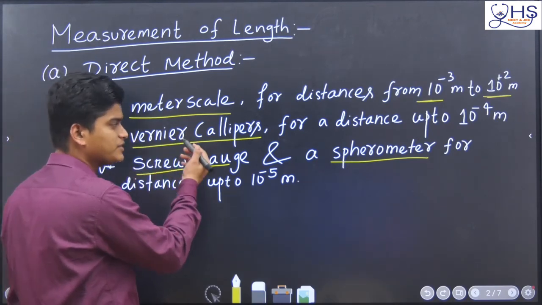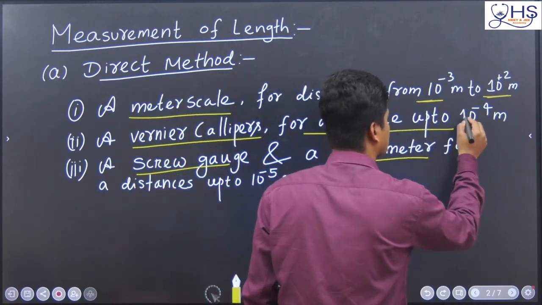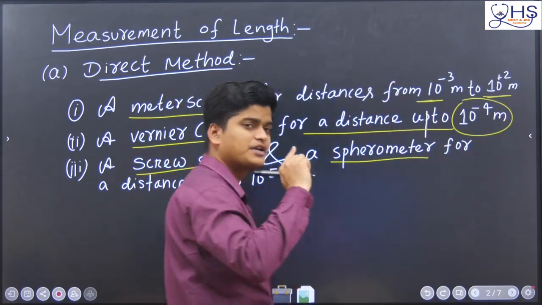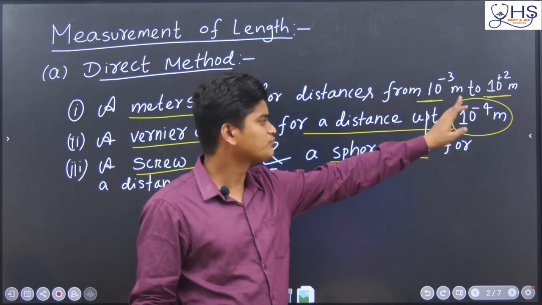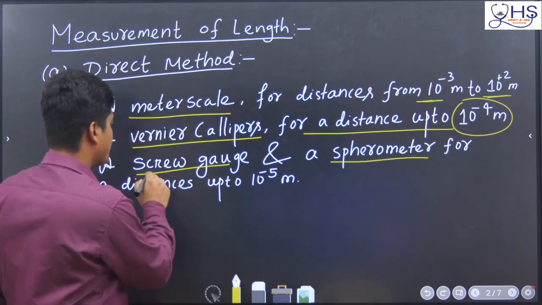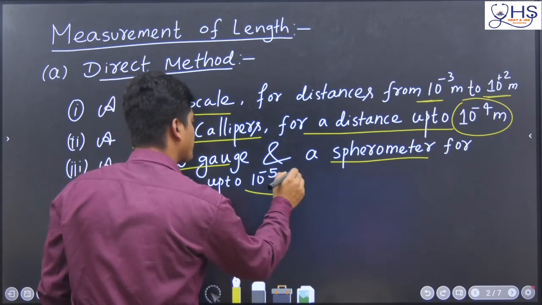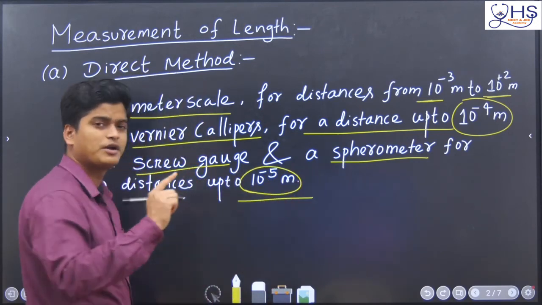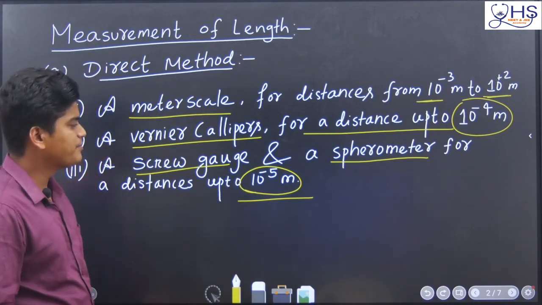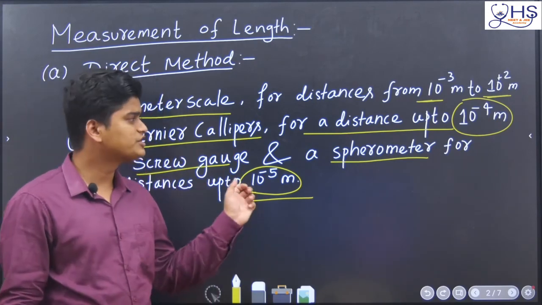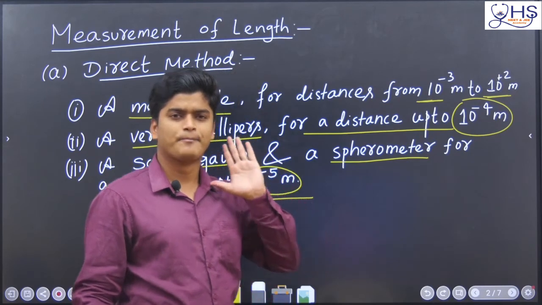Now, see, the Vernier Caliper is used to measure up to 10 to the power minus 4 meter, which is less than 10 to the power minus 3 meter. So it can measure up to that. The screw gauge or spherometer can measure up to 10 to the power minus 5 meter, which is very much less than 10 to the power minus 4 meter.